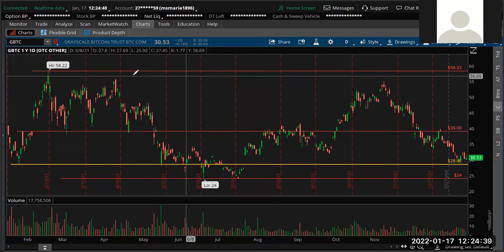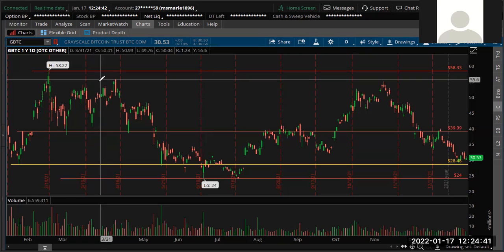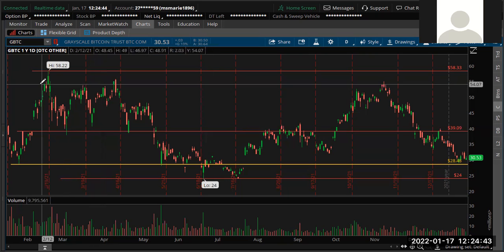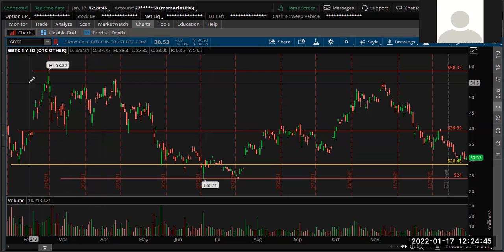Up here is resistance. Now we can see there's another resistance level here. Price has touched this area right here several times, right? You could say that's another level. It went up there, came back down. It broke the support, came back down again. It still hasn't gone above this level. That's resistance.